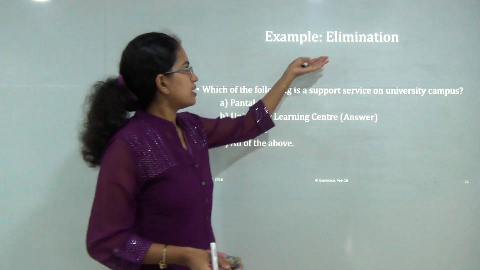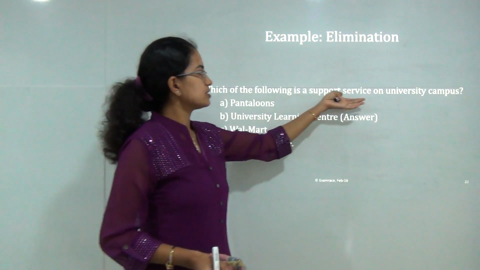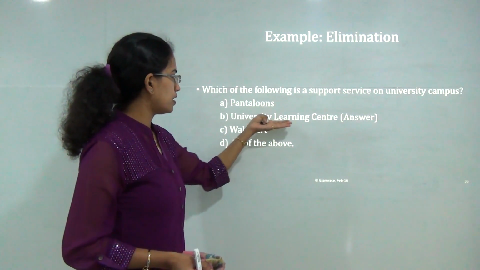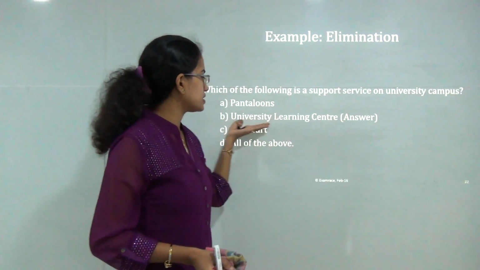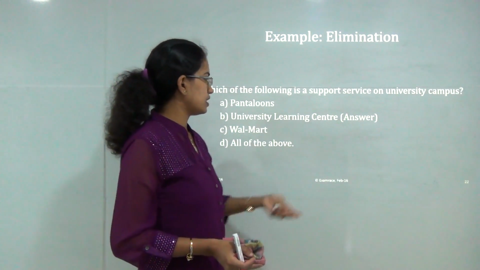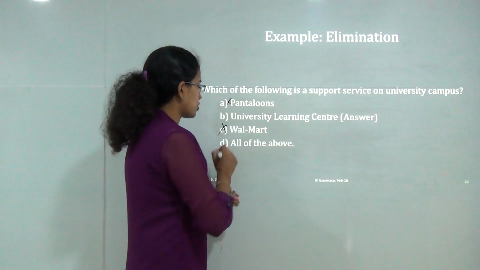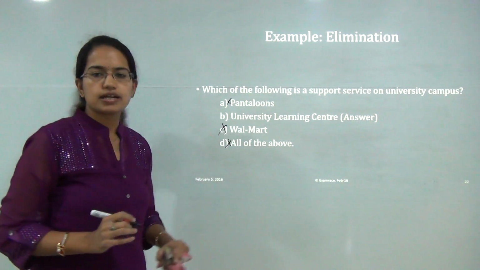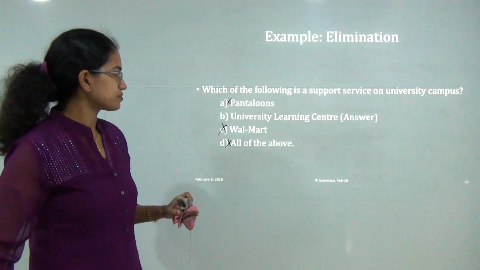Now, here is one example of elimination. Which of the following is a support service on a university campus? Pantaloons, Walmarts, all of the above, University Learning Center. So obviously the answer would be University Learning Center. Pantaloons and Walmarts are shopping centers. And since these two are incorrect, all of the above would be incorrect. So you can mark easily by elimination.